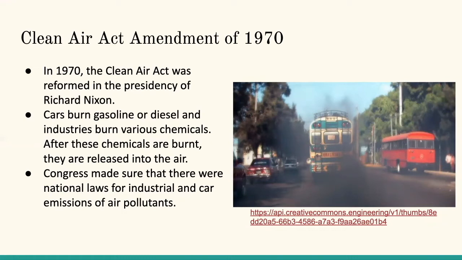Congress made sure that there were national laws for industrial and car emissions of air pollutants. These laws set guidelines to reduce air pollution. Here is a picture of a community bus without emission standards, producing a long trail of black smoke.